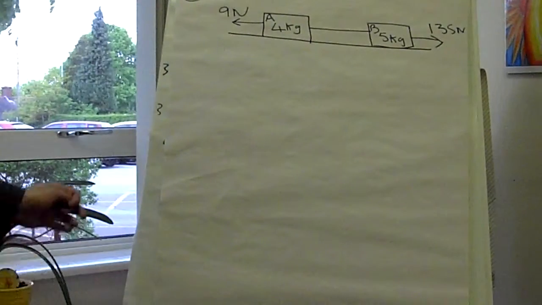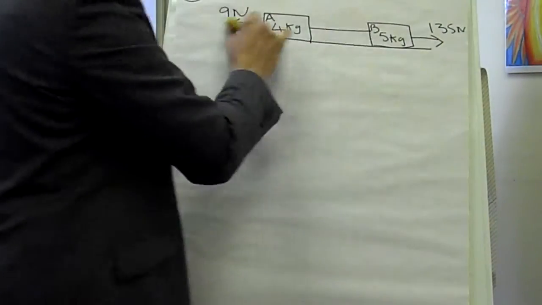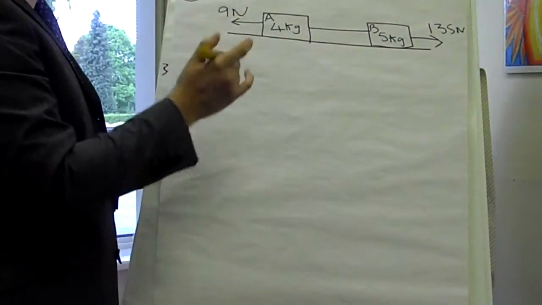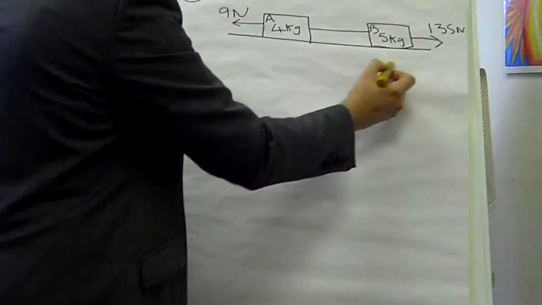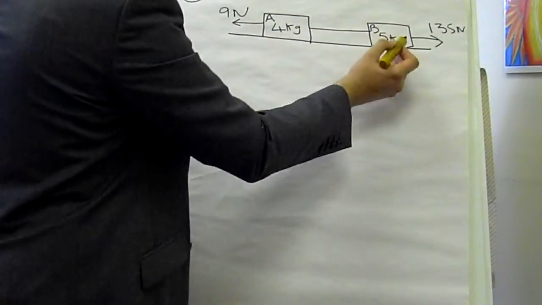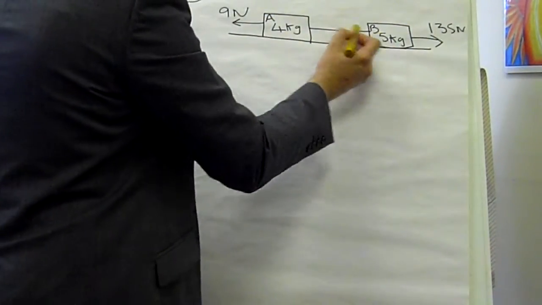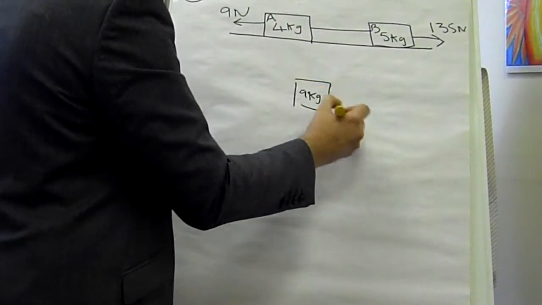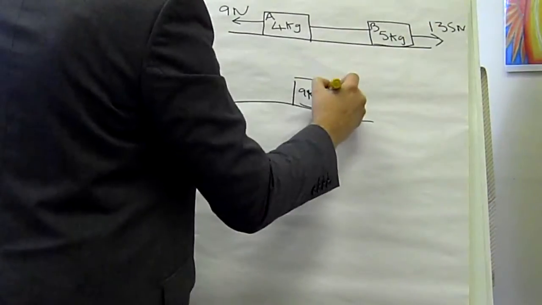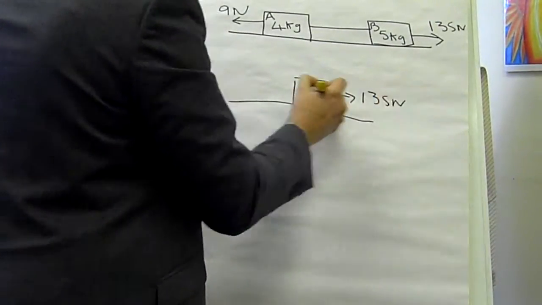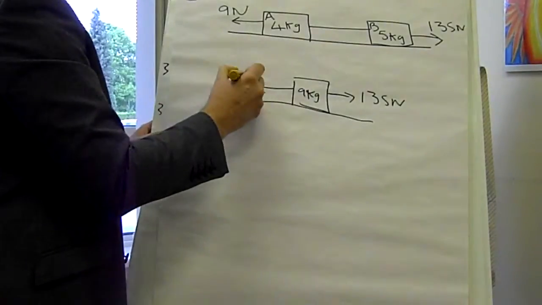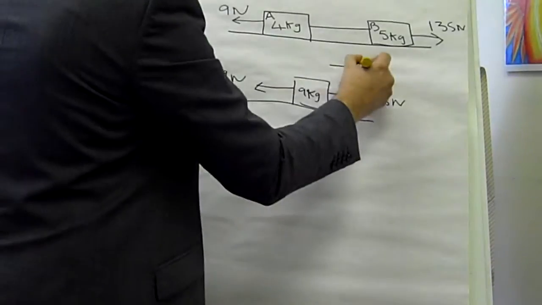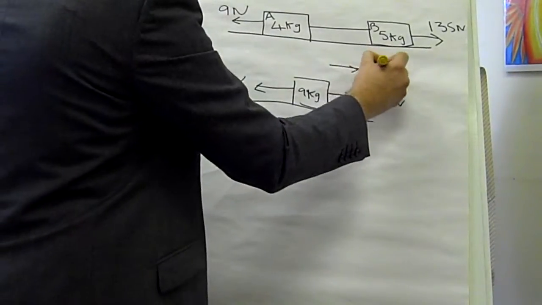Now, whenever you're given a system with two objects which are connected in a straight line, then the first thing to calculate is the acceleration, and we do that by considering the whole system as one big mass. So we can consider this to be a big mass of 9 kilograms. And that is subject to a forwards force of 135 newtons and a force that way of 9 newtons. So clearly the direction the object will move in is that way, because this is bigger than that. So I can put my double arrow to indicate acceleration and put A.